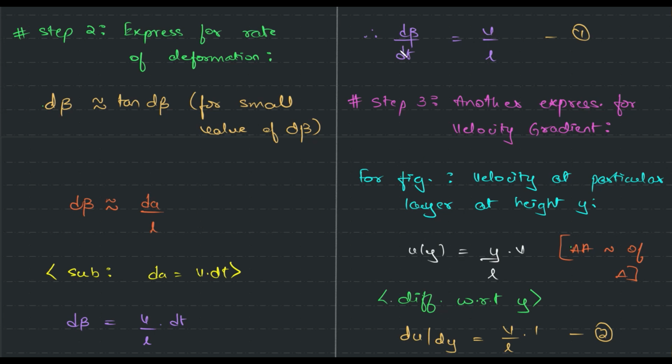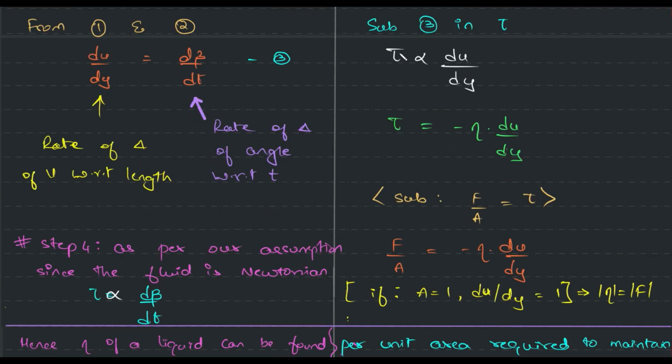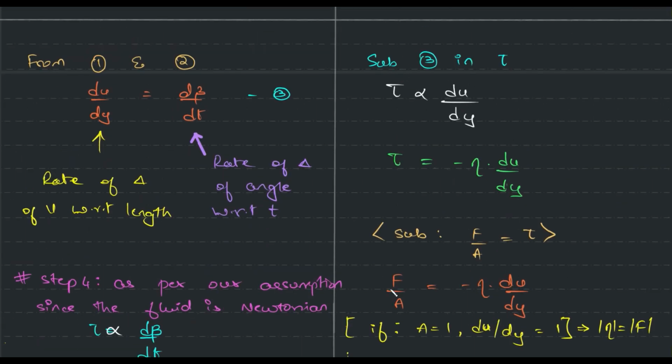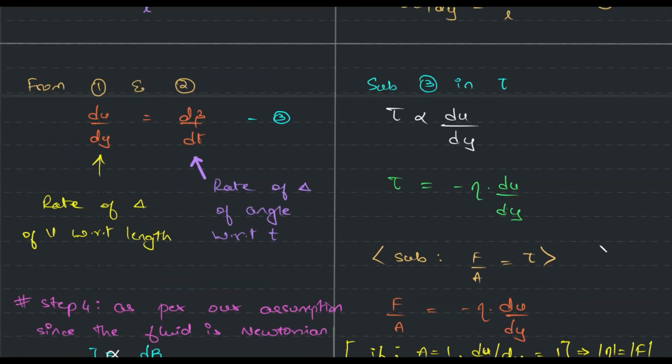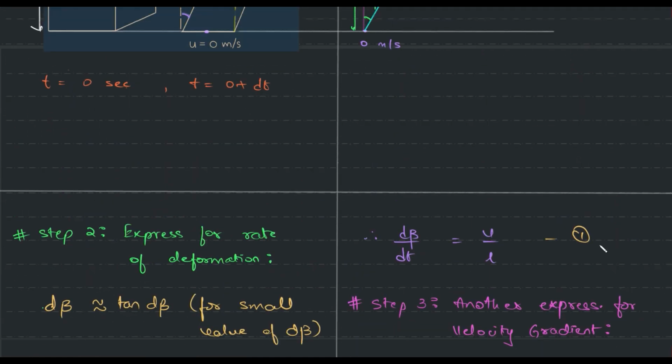So I'm able to figure out your stress, tangential stress, using this particular expression. Since we got this expression, we equated all the values like A and velocity gradient to 1. When we did that, the force numerically turns out to be equal to the coefficient of viscosity. And that's how we'll be able to figure out the coefficient of viscosity. That is the agenda. What does it mean physically? I'll try to explain that.